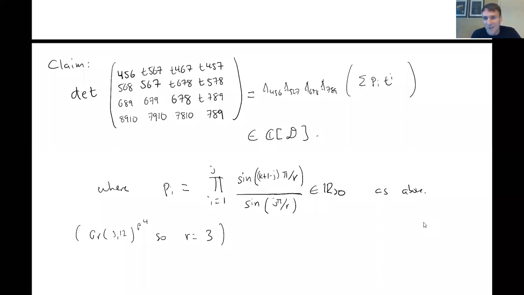Okay. I can do it when k equals 2, and I can't do it yet in general. All right, but yeah, that looks exactly like the kind of determinants. Yes. Right. Thank you.